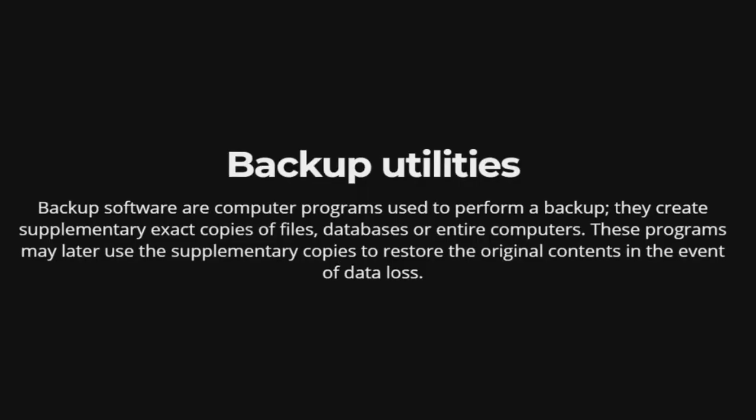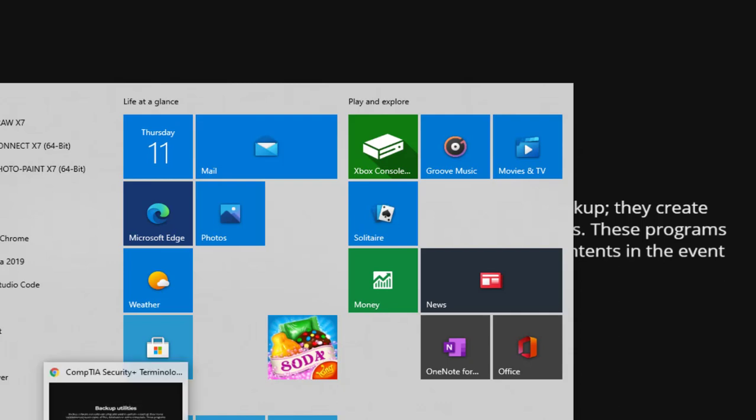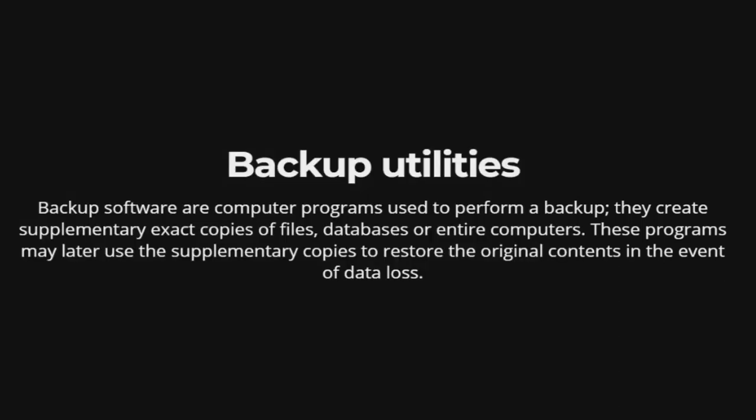Backup Utilities. Backup software are computer programs used to perform a backup. They create supplementary exact copies of files, databases, or entire computers. These programs may later use the supplementary copies to restore the original contents in the event of data loss.